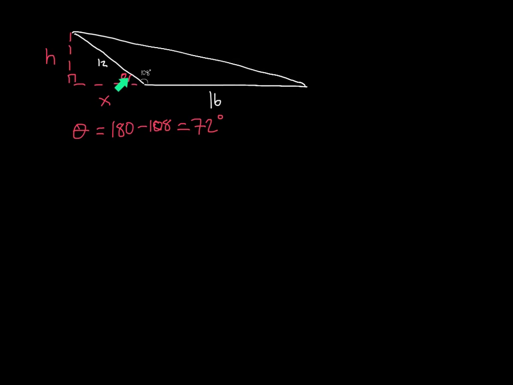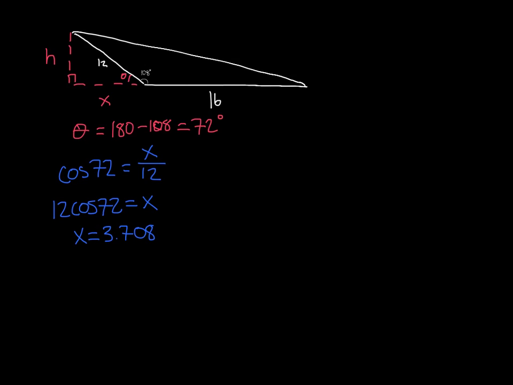If I've got this angle, remember, right triangle trig, always go to the angle first. I've got the adjacent side, and I've got the hypotenuse, so I'm going to use cosine. So cosine of that angle, 72 degrees, is going to be equal to x over 12. Multiply both sides by 12. 12 cos 72 is going to be my x. And if I plug that into my calculator, x is going to be 3.708.